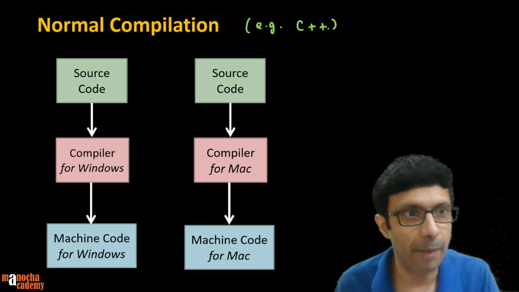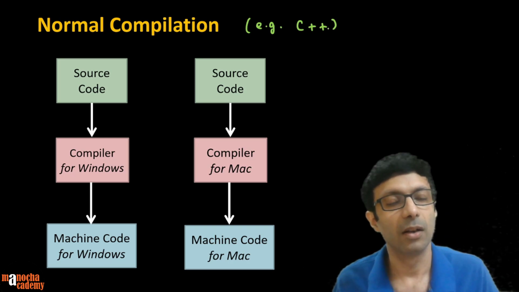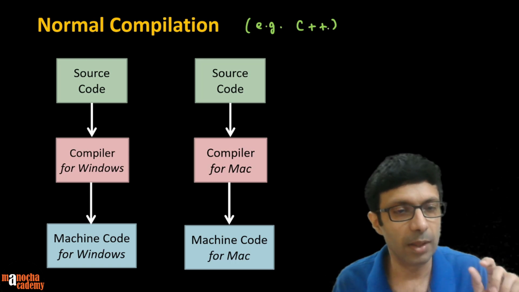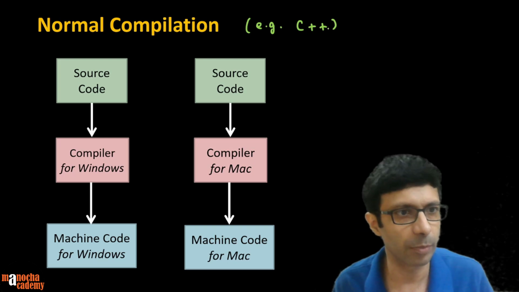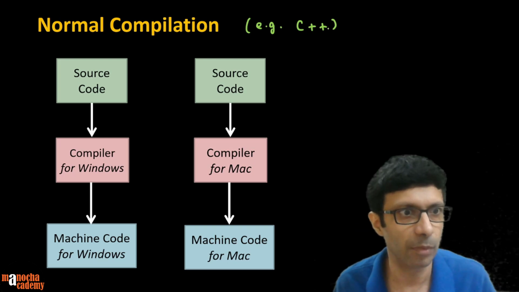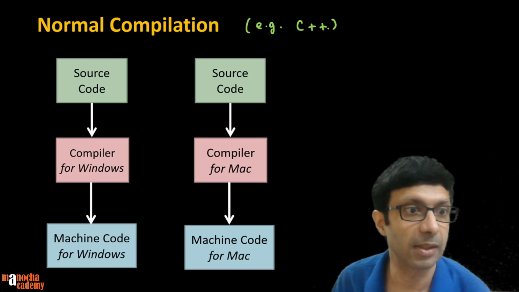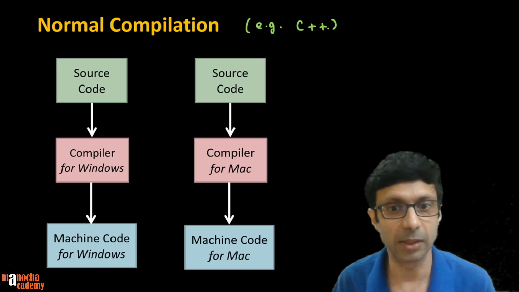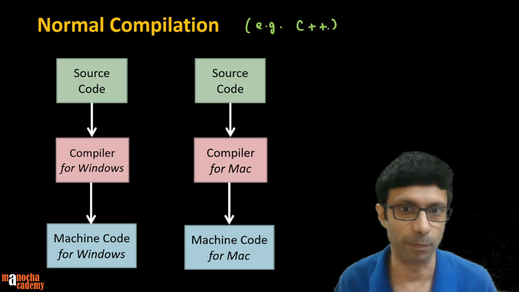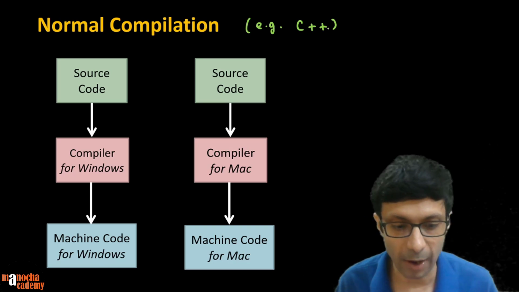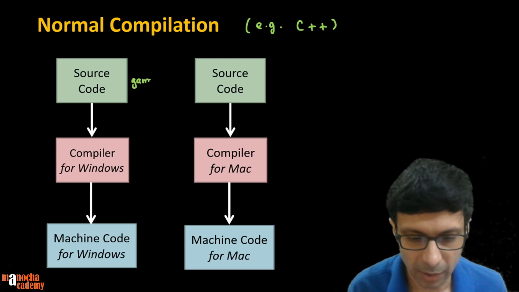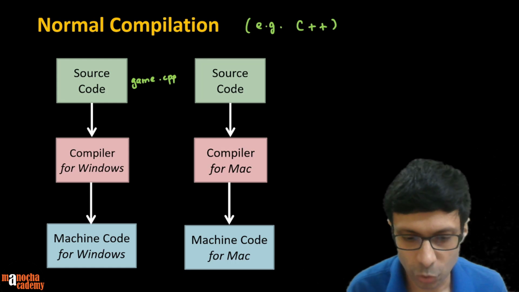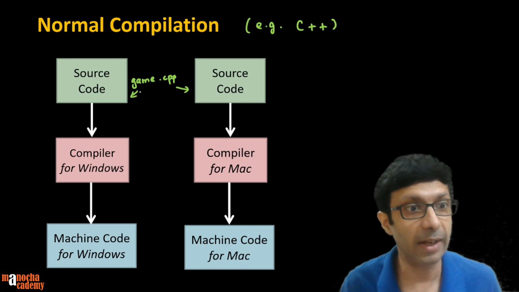Now when it compiles, will the machine code output be the same for a Windows machine, a Mac machine or a Linux machine? Do you think the translation is going to be the same? No, because it is based on the operating system and the architecture, what we call the platform. Let's say you have written a game in C++, so we can call it game.cpp. Your source code is the same, but you need to compile it two times.